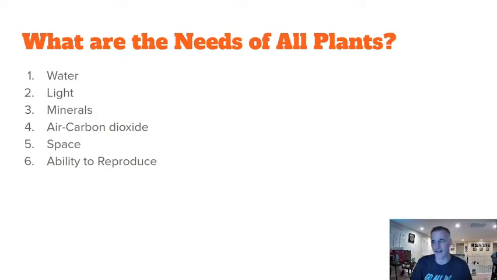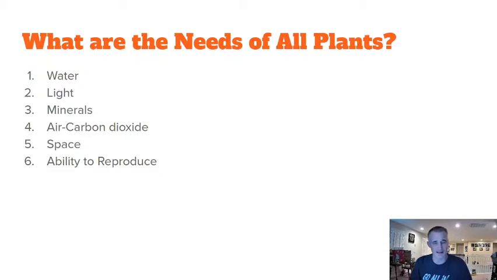If we look at plants, it's a little bit different, not too much, but a little bit different. They still need water. But now instead of needing food, since they can make their own food through the process of photosynthesis, they're going to need light, maybe some minerals from the soil, and then carbon dioxide from the air. They still need space, and then they have to have the ability to reproduce.